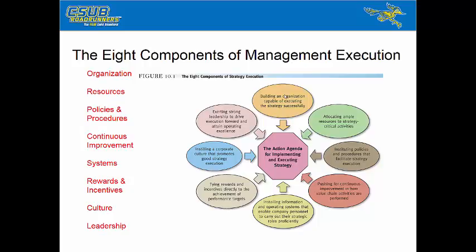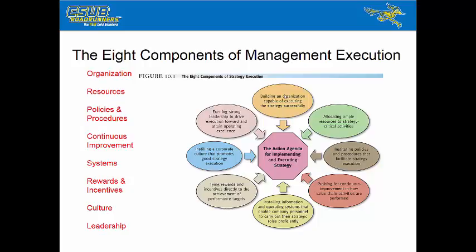Organization. So, how are you going to recruit the right people, and how are you going to structure the organization chart of who's responsible for what? How are you going to manage resources and make resource investment decisions? What are the policies and procedures of your organization going to be? How are you going to do continuous improvement?